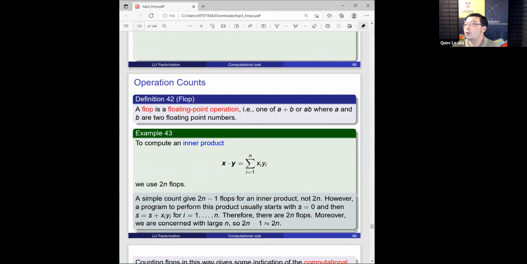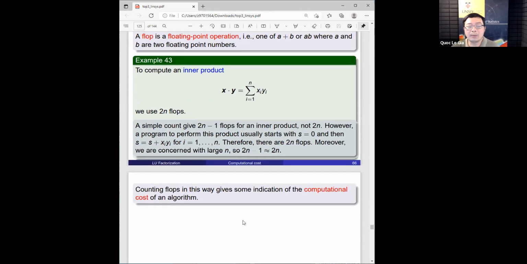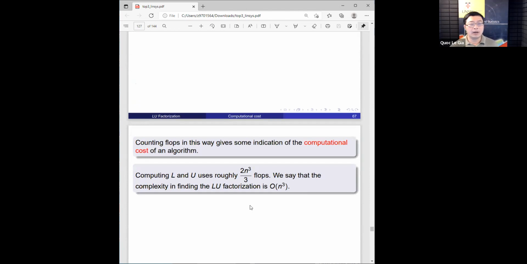And then because we say that, okay, for very big n, we don't care about the minus 1 here. So roughly about 2n flops. So when we counted the flops, we somehow counted the computational cost of an algorithm. Now suppose I claim that if I try to compute L and U in the LU factorization, it's about 2n cubed over 3 flops. So why is that?